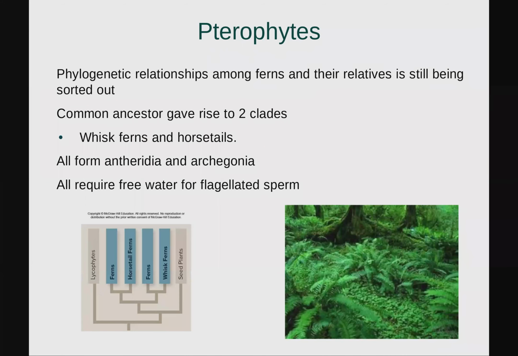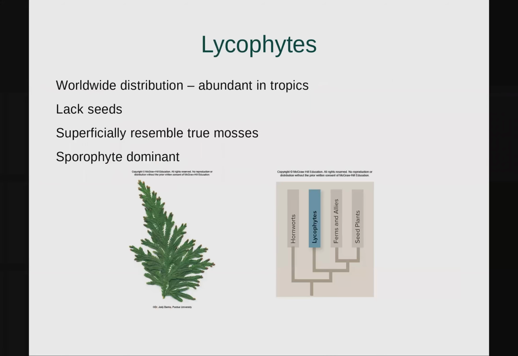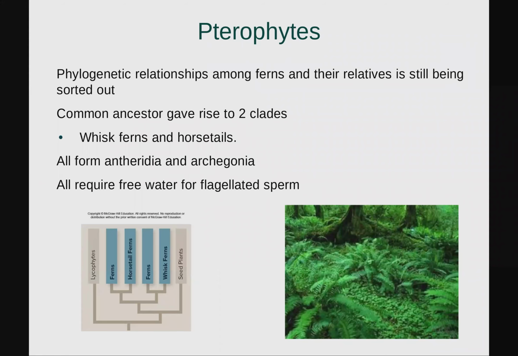Now, within this group, we have our next group, I should say, not within this group, but the next group, which is the pterophytes. These are our ferns and all the things that resemble ferns. It's sometimes called the allies of ferns. I just prefer ferns and things that look like ferns. They have a common ancestor that gave rise to two clades, the whisk ferns, which we see here, and then we also have another group of ferns and horsetails as well.